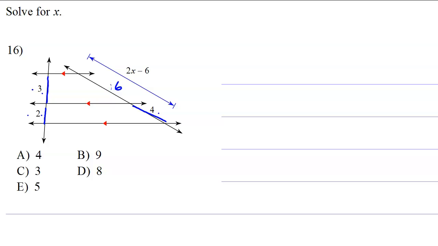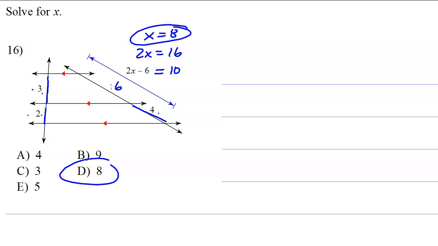Once I have the 4 and the 6, this adds up to 10. And then we solve the equation. Add 6 to both sides, you'll get 16. Divide both sides, and you will get x equals 8. So the correct answer there is 8.